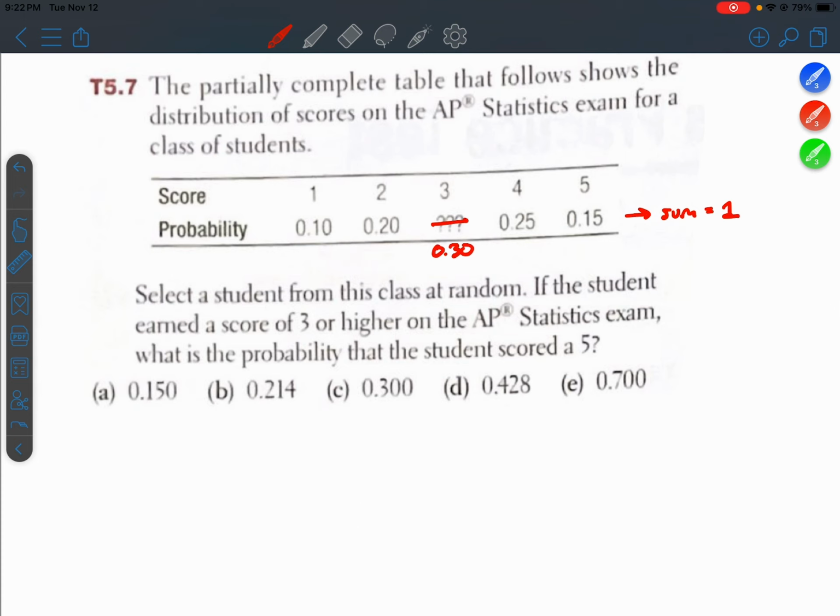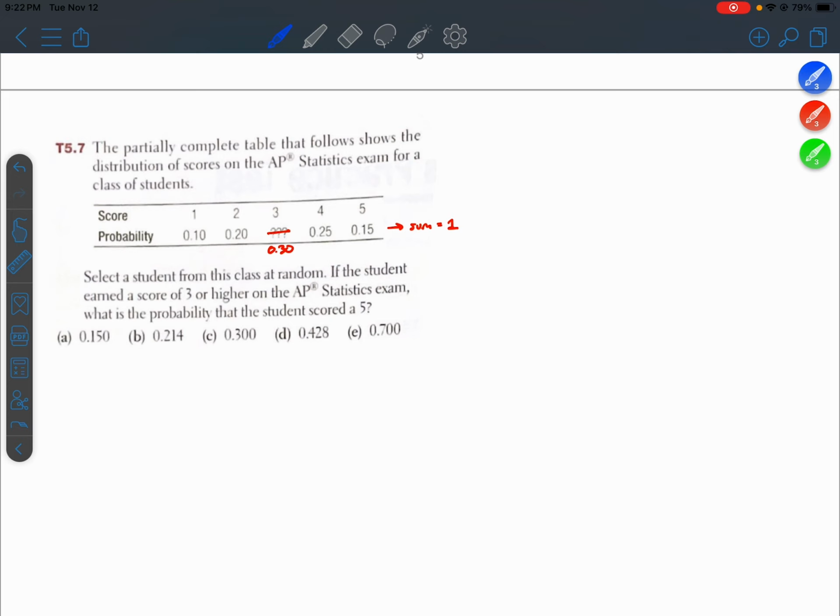All right, so select a student from the class at random. If the student earned a score of 3 or higher on the AP exam, then what is the probability that the student scored a 5? All right, so I'm not a big fan of the way that they phrase this question, but basically what they're asking here is find the probability that the score was a 5 given that the score was greater than or equal to 3. So it's really a conditional probability.